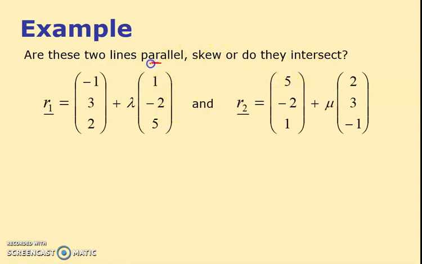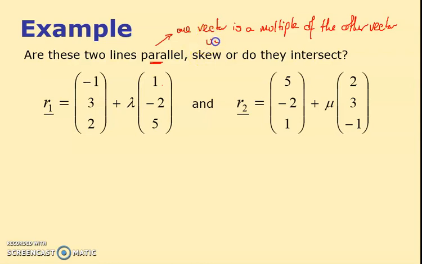So first thing to do, I always look at parallel. Are they parallel? Now, parallel means one vector is a multiple of the other vector. Essentially that means if you take one vector and you multiply it by a set number, I'll write u equals k times v, where u and v are the vectors. So if I can multiply the vector by k and I get the other vector, then I'm sorted.